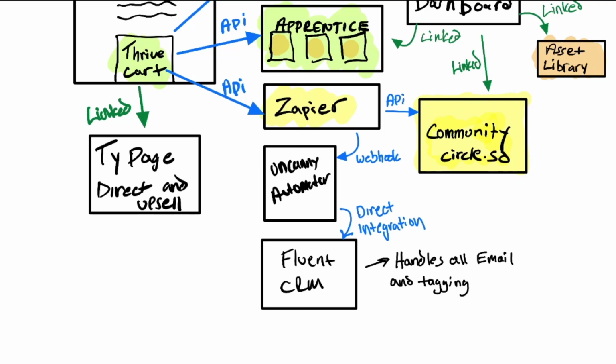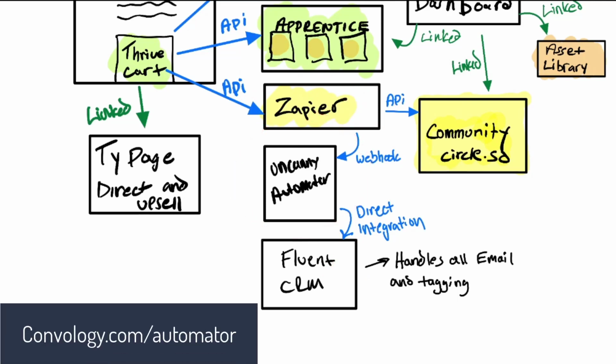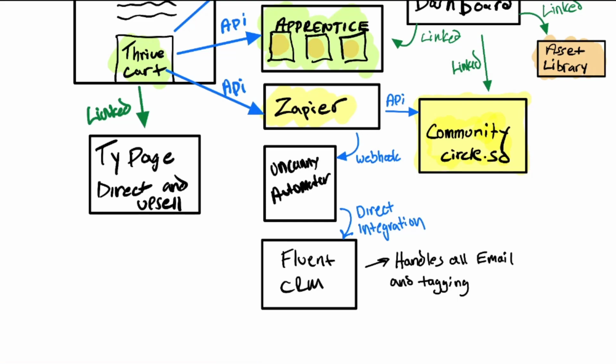So let's take a look at first how I'm getting people from Zapier into Fluent CRM, and I'm doing that with a tool called Uncanny Automator. I've written about this before on Convology.com. I've even made videos about it. Uncanny Automator is just a really cool tool that helps automate some processes. So let's jump back to the WordPress dashboard and take a look at Uncanny Automator.